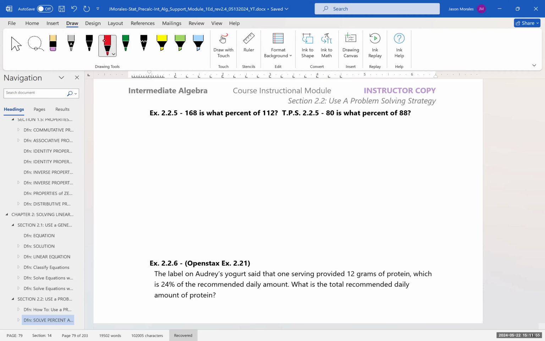All right, let's look at this next example. This is going to present a different scenario. So 168 is what percent of 112? So this percent that we're looking for, we're going to label that X.